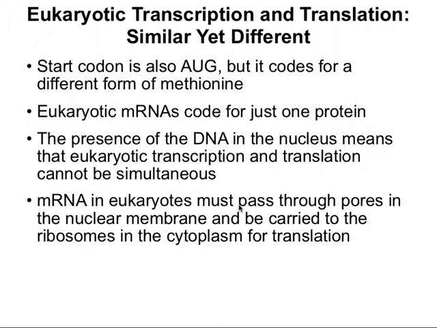You'll recall prokaryotic messenger RNAs often contain information for several related genes. Eukaryotic messenger RNAs code for just one protein. Also, eukaryotes have a nucleus, and the DNA is separated in the nuclear compartment. That means that eukaryotic transcription and translation cannot be simultaneous because the transcript has to leave through the nuclear pores in the nuclear membrane and be carried to the ribosomes, which are located in the cytoplasm. It's in the cytoplasm, then, that eukaryotic messenger RNA will be translated into proteins.